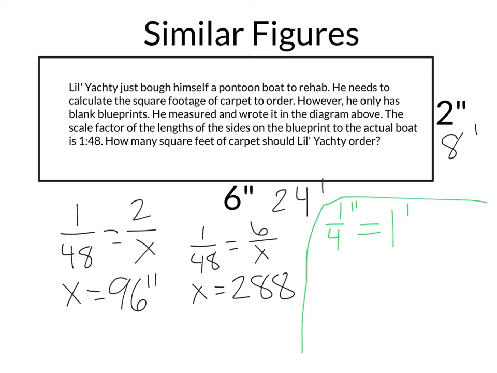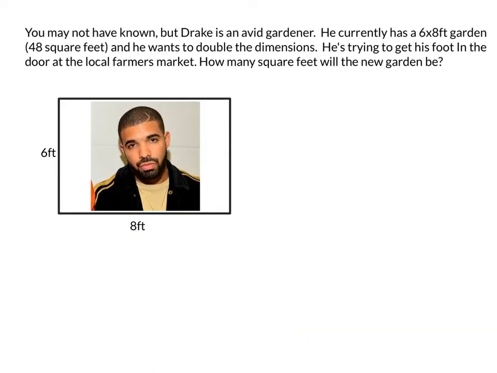So I'm willing to bet many of you did not know, but Drake himself is an avid gardener. He loves the garden. Now, he currently only has a 6 by 8 foot garden, 48 square feet. Not a whole lot to work with. And he wants to double those dimensions. You see, he's trying to get his foot in the door at the local farmer's market, right? He's kind of starting at the bottom at this point. How many square feet will that new garden be? Will it be enough to get him here? After starting at the bottom, will he be able to get here?